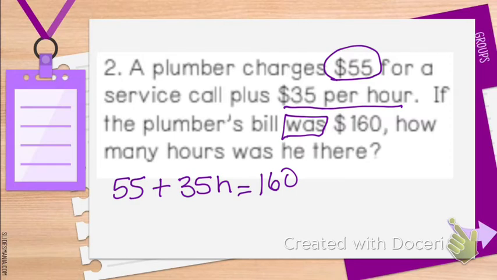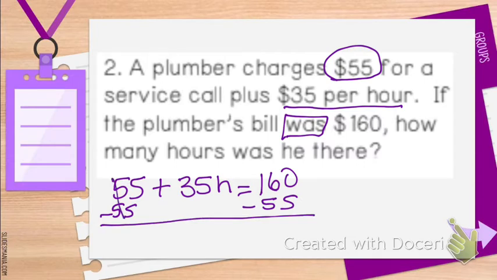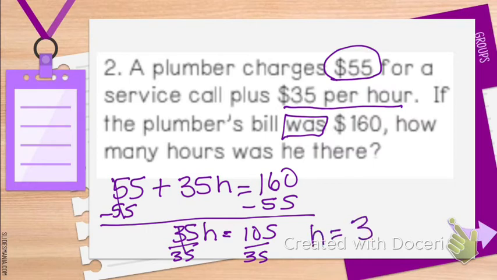All right, so I'm going to walk through this. We subtract 55 from each side here. First thing we do is get rid of the addition and subtraction, right? So we're left with 35h equals 105, okay? And this 35 is multiplied by h. So what is the opposite of multiplying by 35? Dividing by 35. We do that to both sides. I'm left with h equals 3. That means the plumber was there for 3 hours. Now, to check that, you would just substitute that 3 back in there for h and see if you get the same thing.